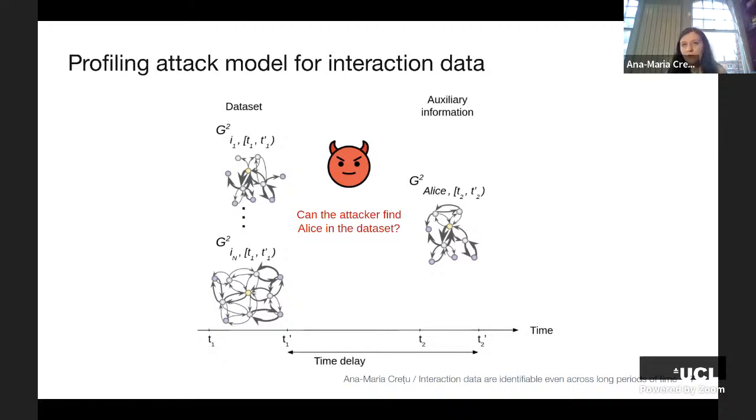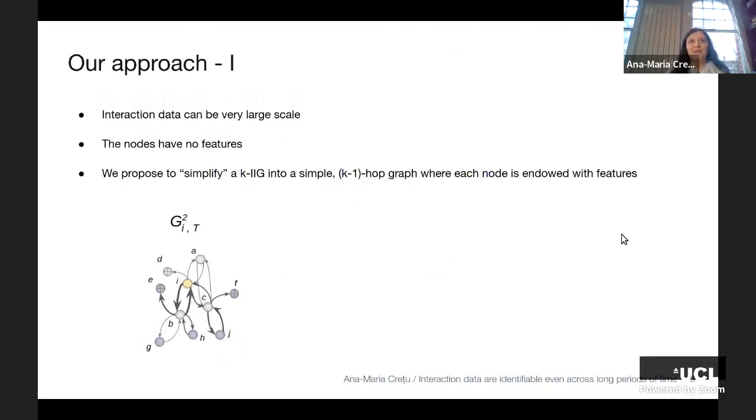The intuition of how this attack works is that we will compute vector representations, or embeddings, of the users in the data set and in the auxiliary information, and we will match them using nearest neighbors. How we actually do this is quite a technical challenge because interaction data can be very large scale. If we think of data sets collected over a few weeks, they can amount to millions or tens of millions of interactions. Another thing is that the nodes have no features, so here we just have edges between nodes. And what we'll do is use deep learning to represent this graph information, both to structure it, to aggregate it, and to do the matching.